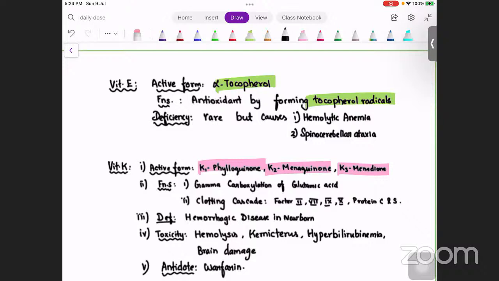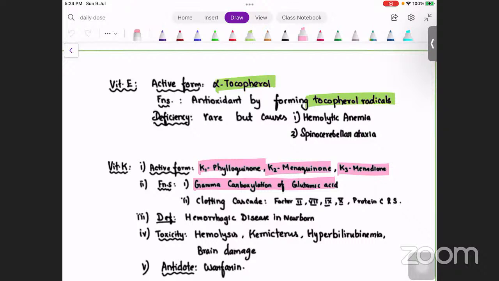And what are the functions? Two important functions that you should not miss. This is a very, very important MCQ again. It was asked in previous exams as well. One is gamma carboxylation of glutamic acid, because once in FMG they asked what the main function of vitamin K is, and the options were gamma carboxylation of glutamic acid, gamma hydroxylation of glutamic acid, gamma carboxylation of aspartic acid, and gamma hydroxylation of aspartic acid.